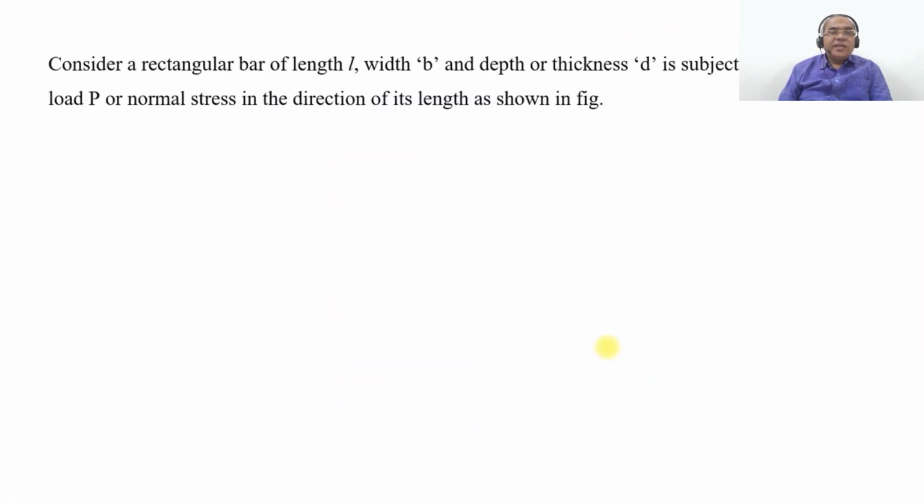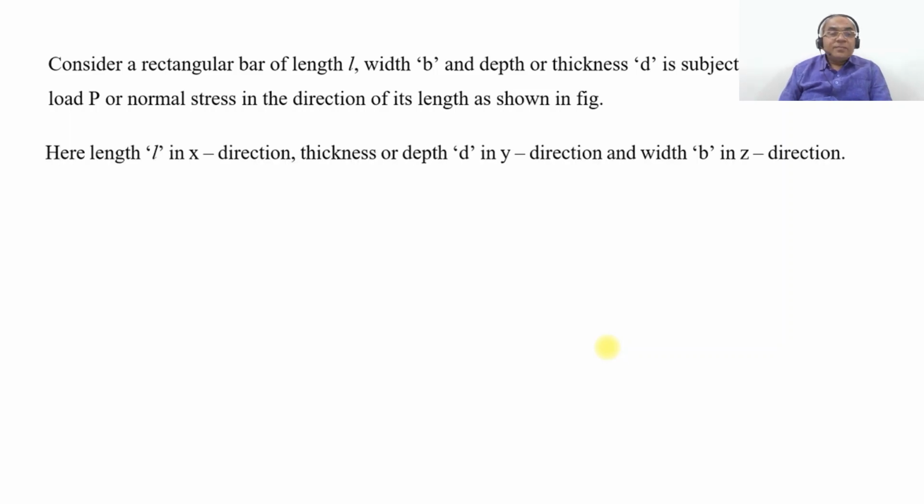Consider a rectangular bar of length L, width b, and depth or thickness d, subjected to an axial load or normal stress in the direction of its length. So L is in the x direction, thickness d in the y direction and width b in the z direction. What is the original volume? The original volume is the product of length, thickness and width. So that is L into b into d.